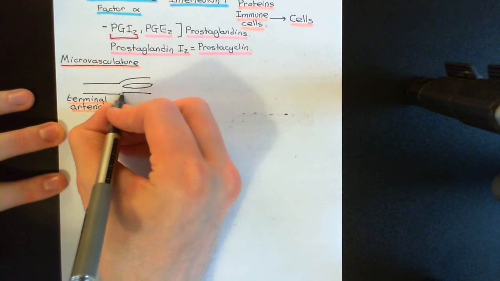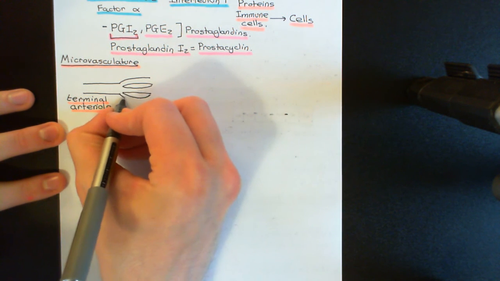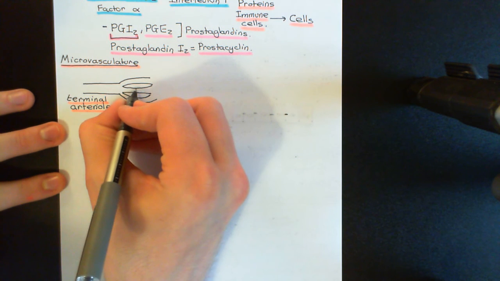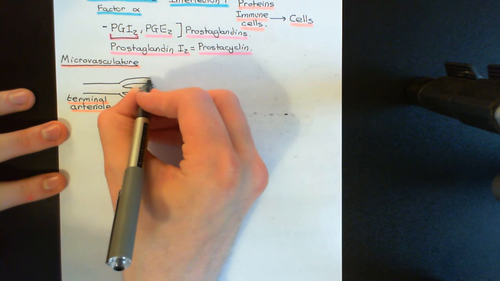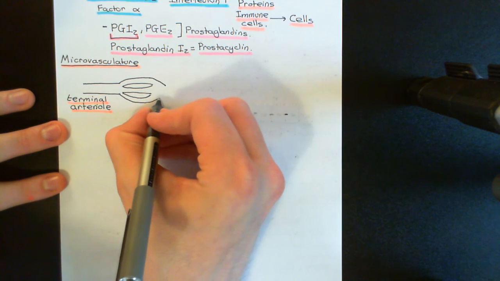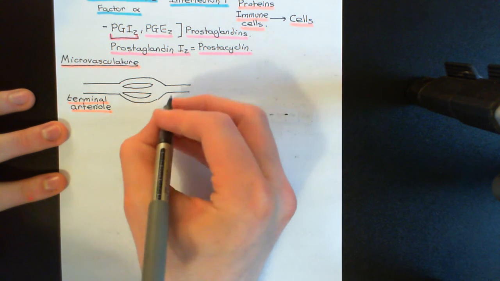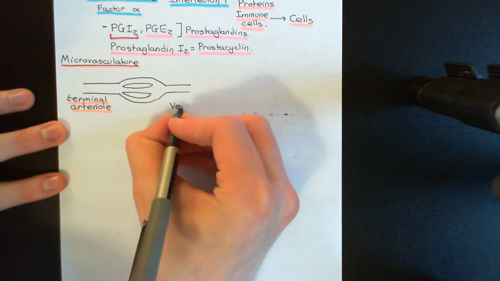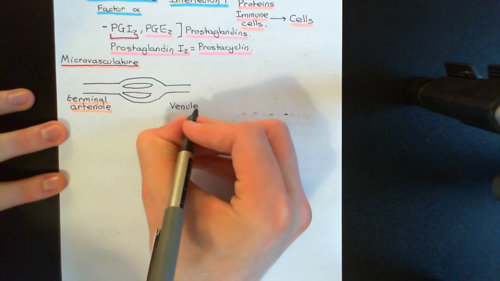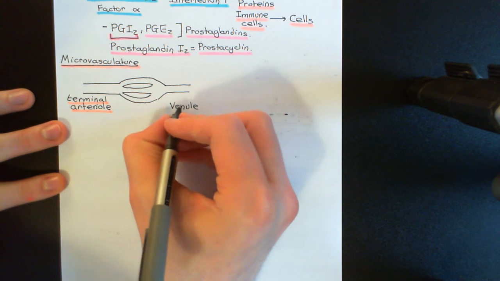Okay, so now what's going to happen is our terminal arteriole here is going to split into even smaller blood vessels, which are the capillaries, which are one cell thick. So the lumen of a capillary can just about fit one red blood cell in it, like so. And then here they are reconverging up into a venule. And again, the term venule is a bad term because it covers a huge spectrum of different sized blood vessels.